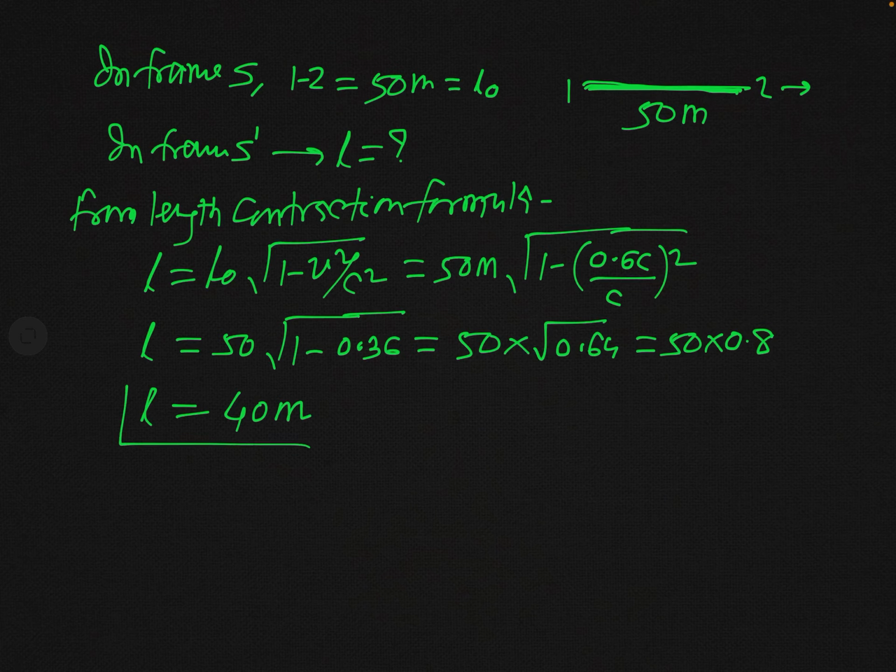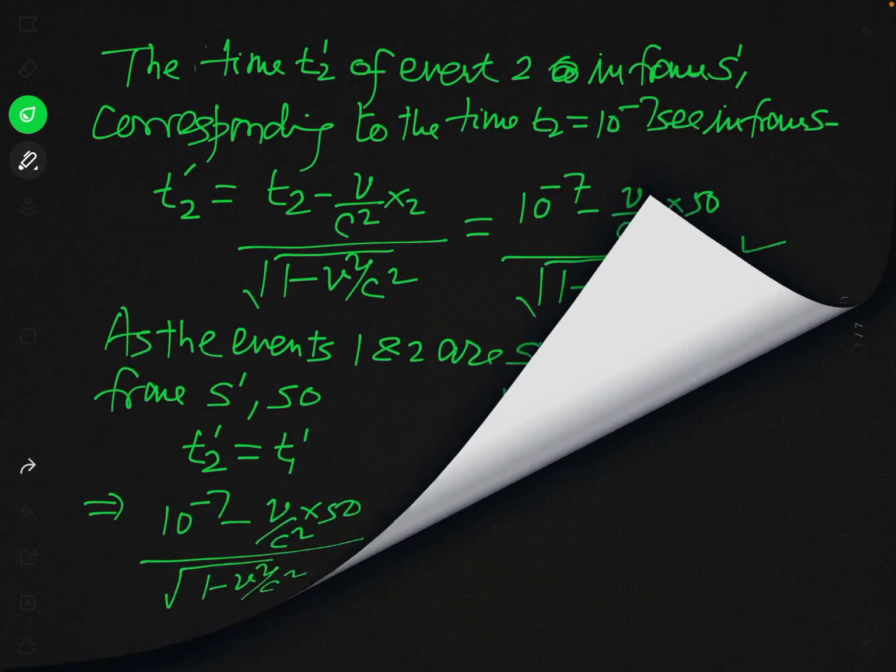So you can see the separation which was 50 meter with respect to the frame S is now 40 meter with respect to the moving frame. So this is the complete solution of your problem number 2. Now we will see the third problem which I have written earlier, and let us see what this third problem is, and then we will solve it.